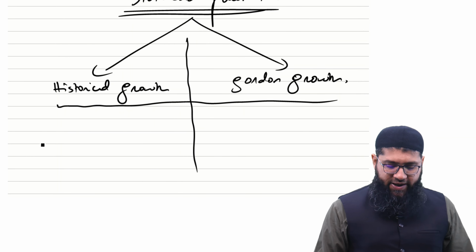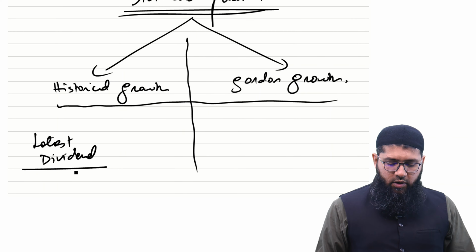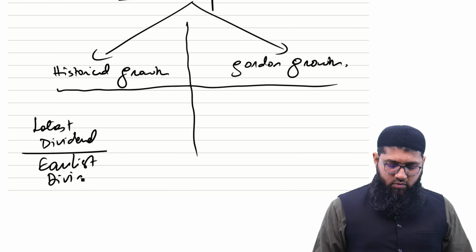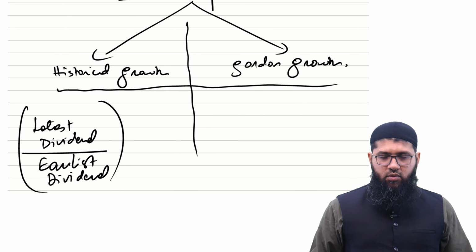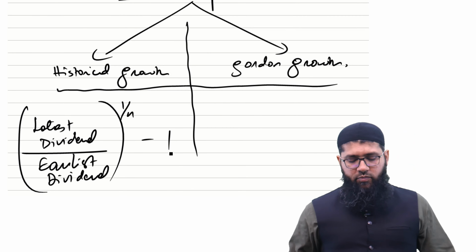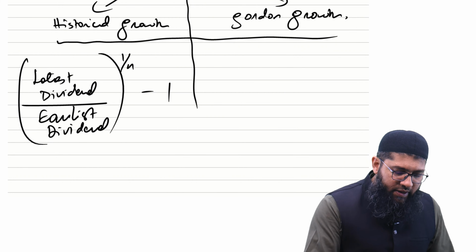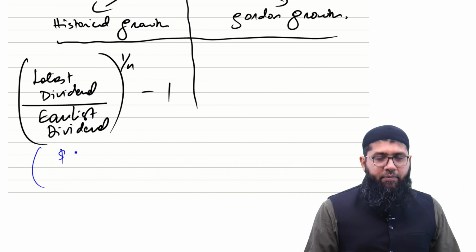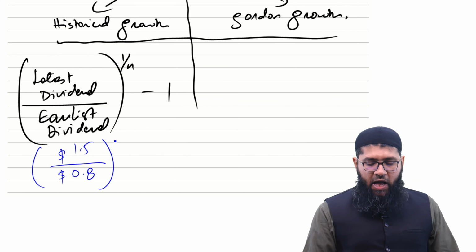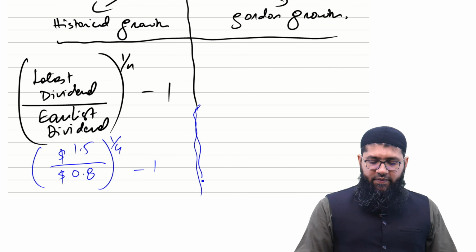Now, what's the historical growth rate? It could be calculated like this: latest dividend divided by earliest dividend, power 1 upon n, minus 1. So if you want to calculate the historical growth rate, this is how you could do it. Let's say, for example, the latest dividend per share is 1.5 and the earliest dividend is 0.8. You have to take the power, say the dividend has grown over 4 years, minus 1, and you would ultimately get the dividend growth rate.